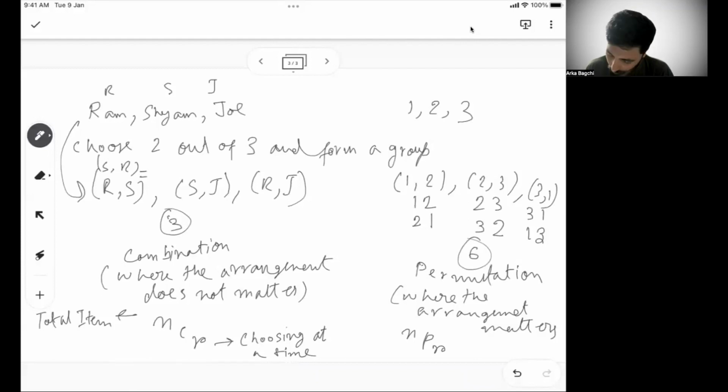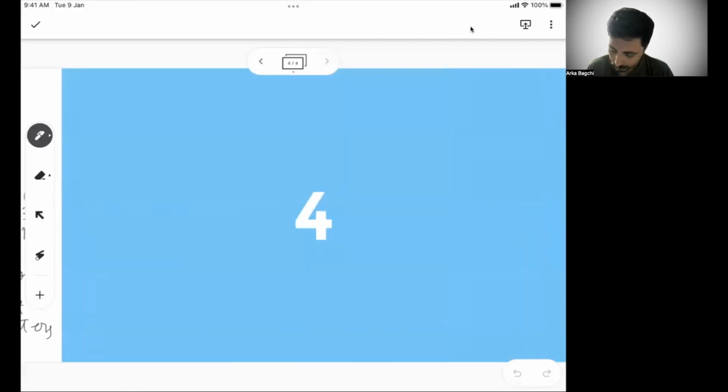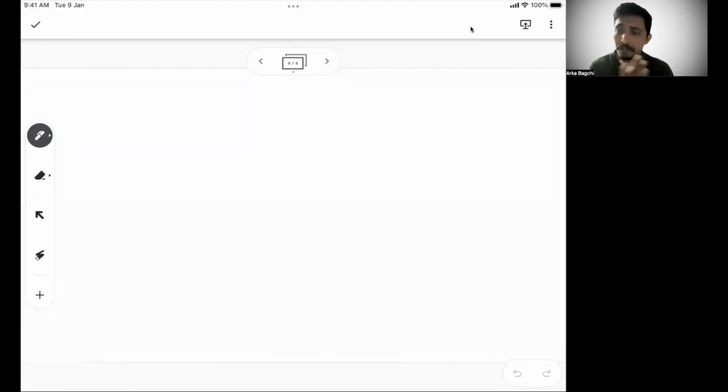Okay. Now, how to calculate this NCR and NPR? Most importantly, what we need to understand from the previous step is that when the internal arrangement of the choices matters, you should do permutation. When the internal arrangement of the choices does not matter, you do combination. We'll solve more problems to clarify your concepts further, but this is what you should know at a fundamental level.